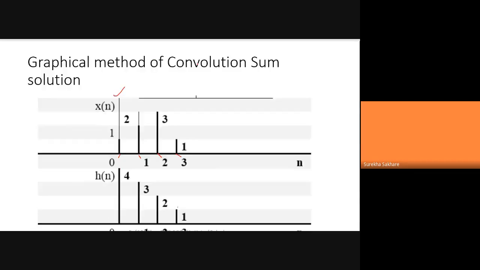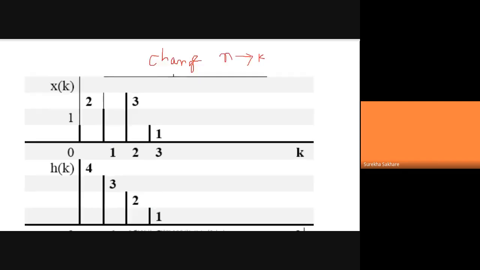Now in the previous you had x of n and h of n. What I have to do is, the same values haven't changed. For x of k, the index I have taken to k. Again here h of k, the index has been taken to k. No values have been changed. This is step 1. Now step 2.